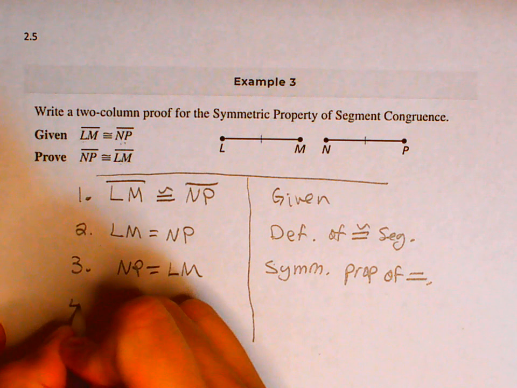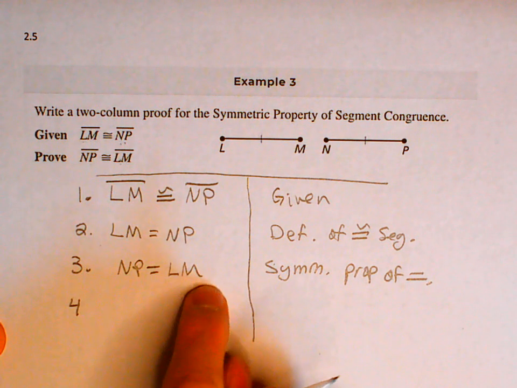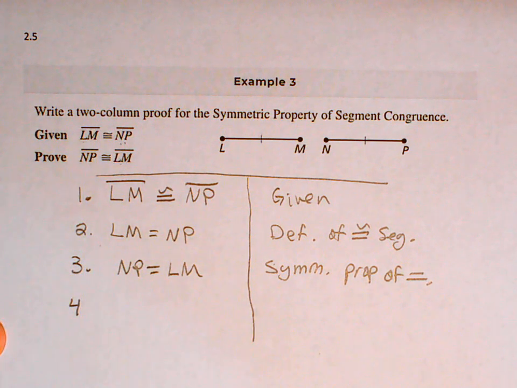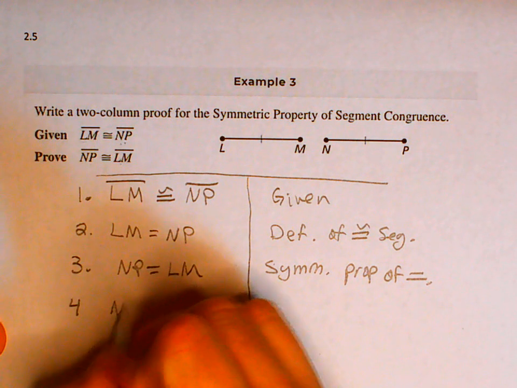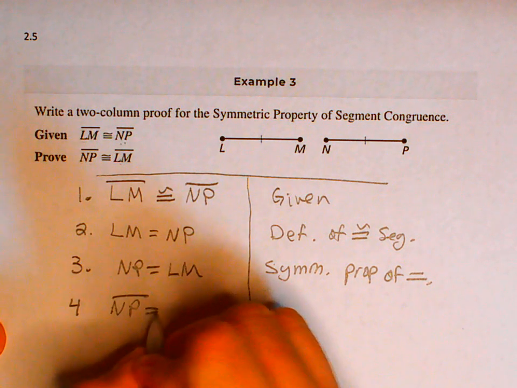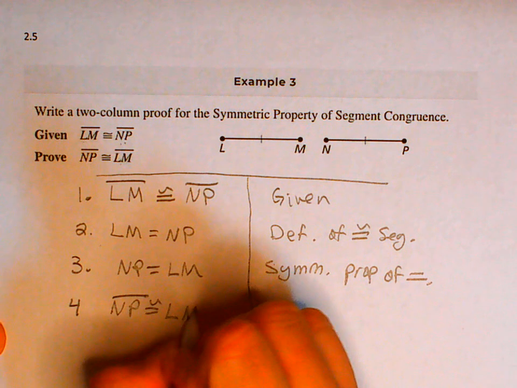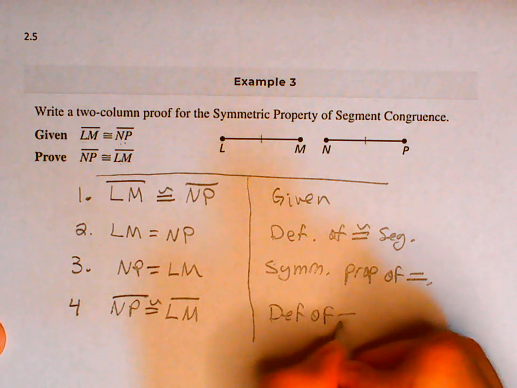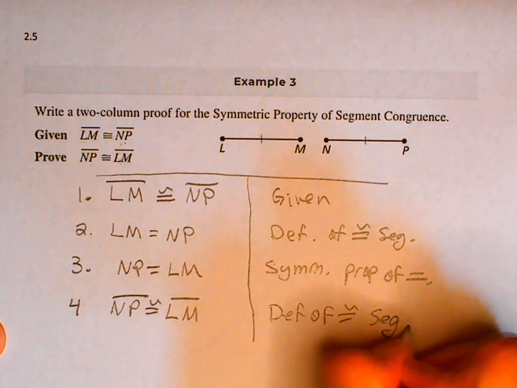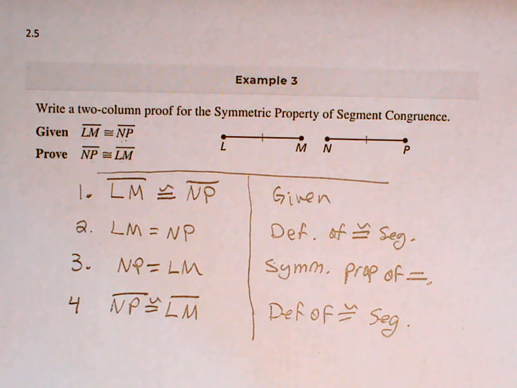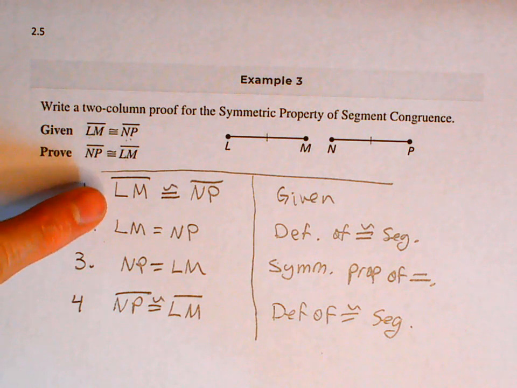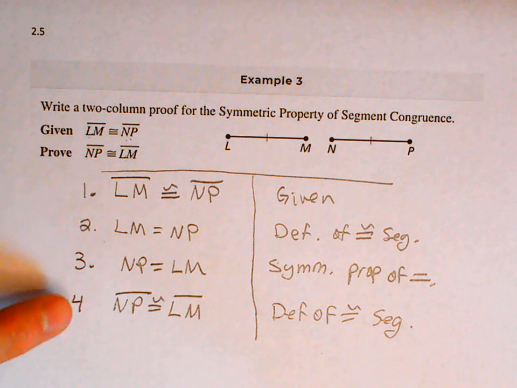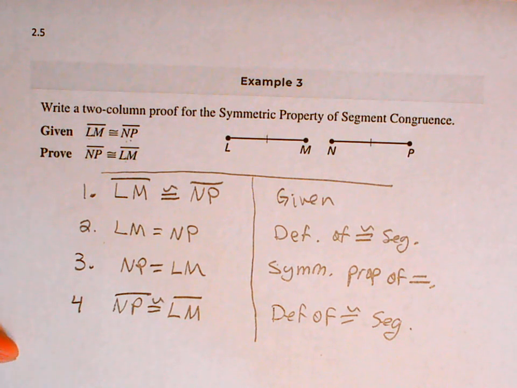So now I know that these two segments have equal lengths, therefore by definition they're going to be congruent. So NP is going to be congruent to LM. And this is by the definition of congruent segments. So it works backwards. I use the same definition to convert congruent segments into equality and vice versa. So it works both ways.